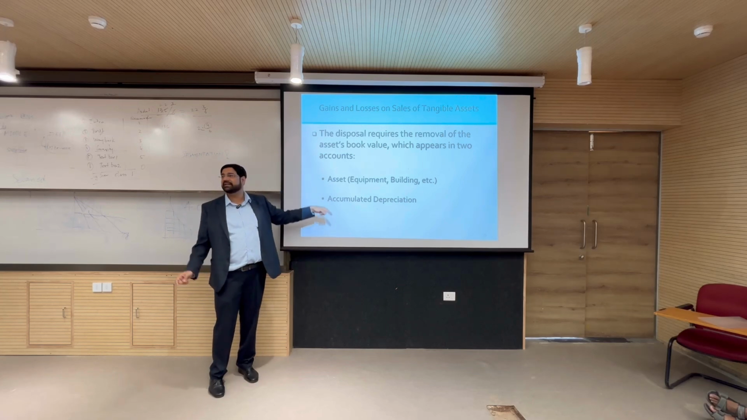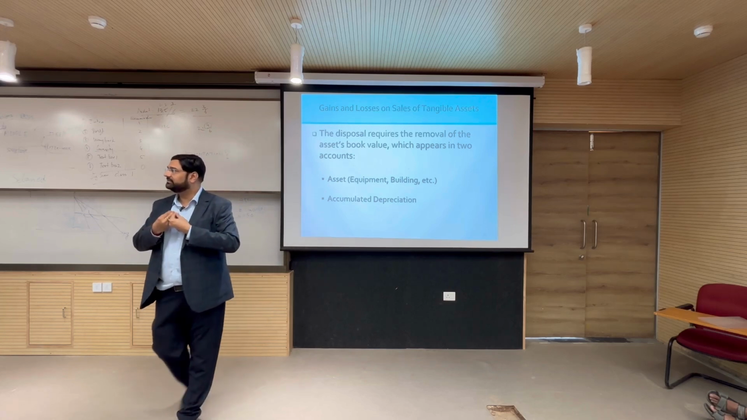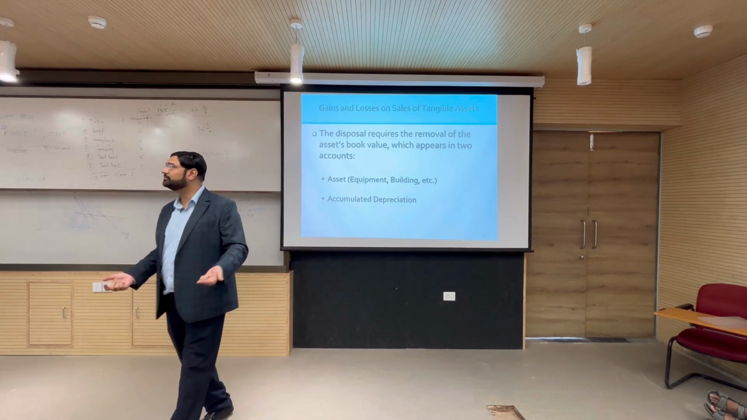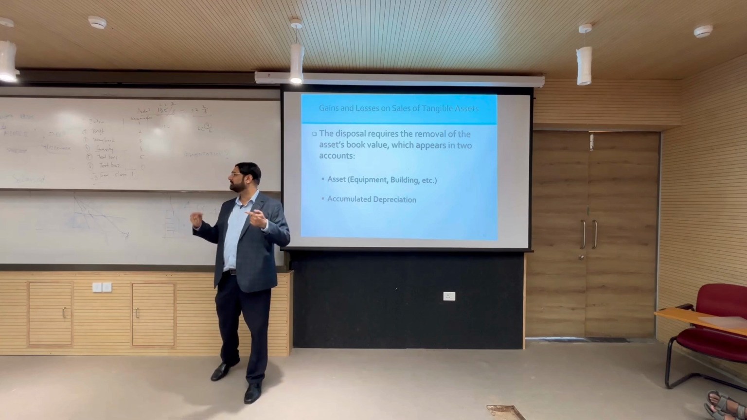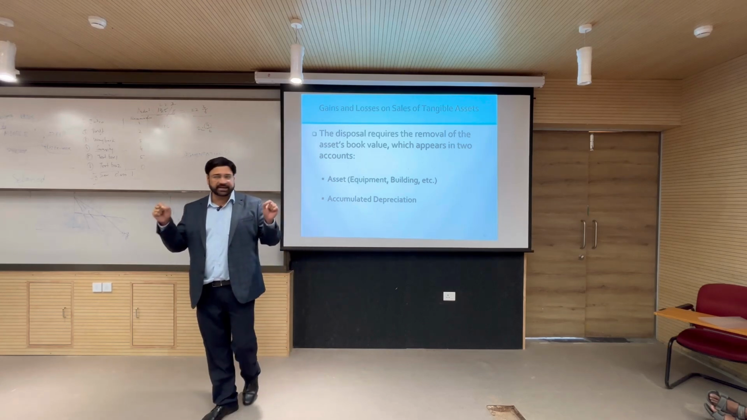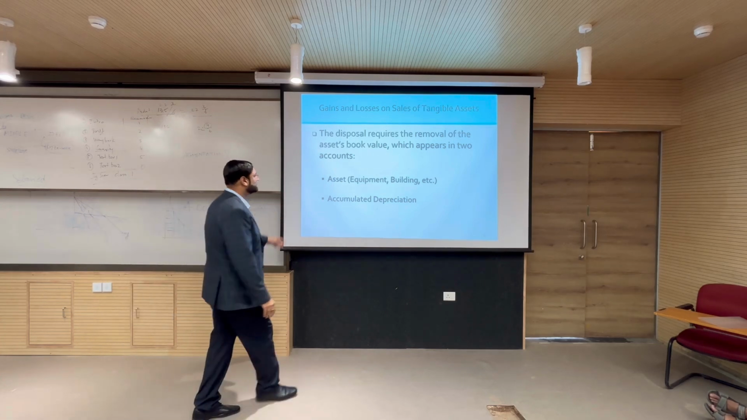These two accounts then have to be closed, right? Because the moment we sell the asset, the asset goes out of business. Since the asset has gone out of business, it should also go out of the books of accounts, and therefore, whatever is appearing in those books of accounts for that particular asset should be removed or closed. Yeah, next.